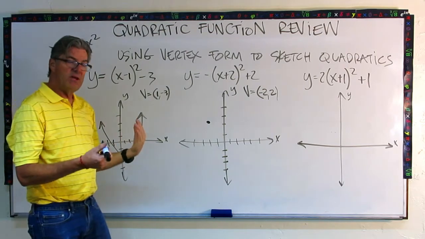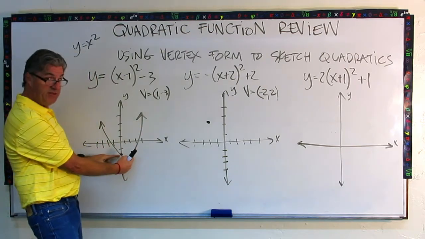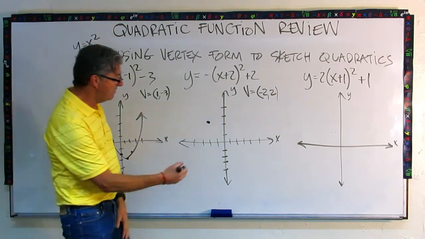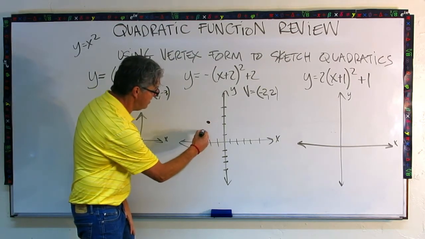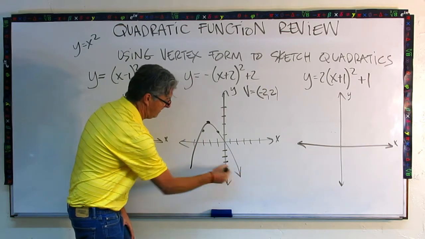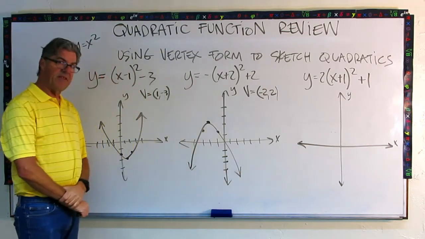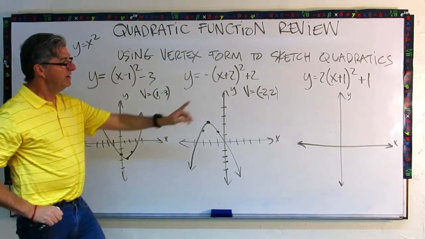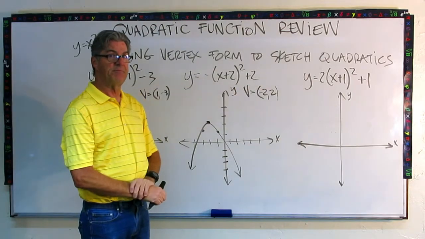So now we can get these 2 more points that we did on this graph, but we're going to go down. So it's over 1, down 1, over 1, down 1. So there's that parabola. One last one. Pause the video, give that a try.